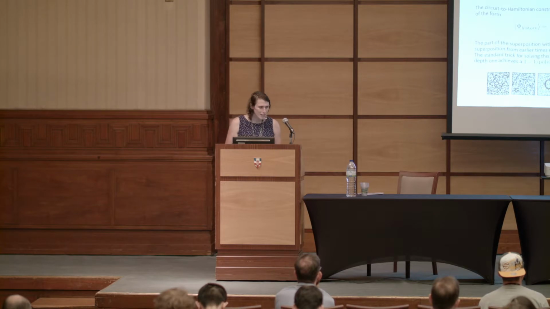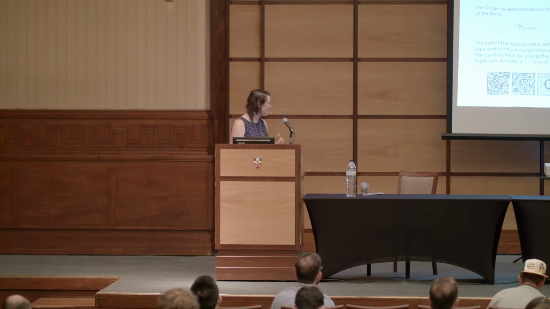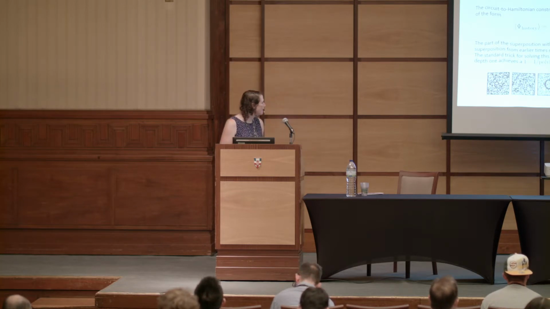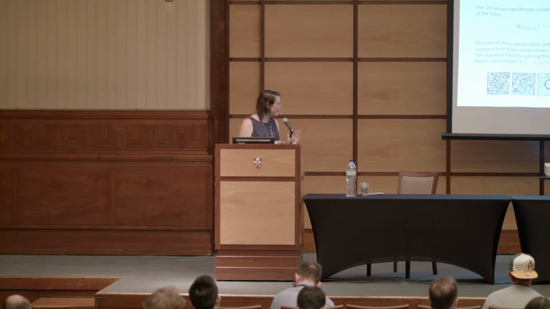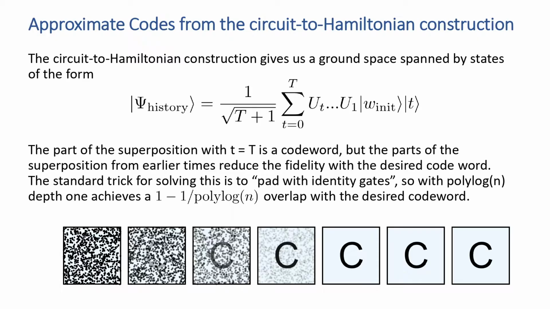But of course, we don't want just a tiny part of our state in the code space. We actually want the bulk of our state to be in the code space, or the majority of the amplitude, I mean. The standard trick for doing this is to pad the circuit with identity gates.